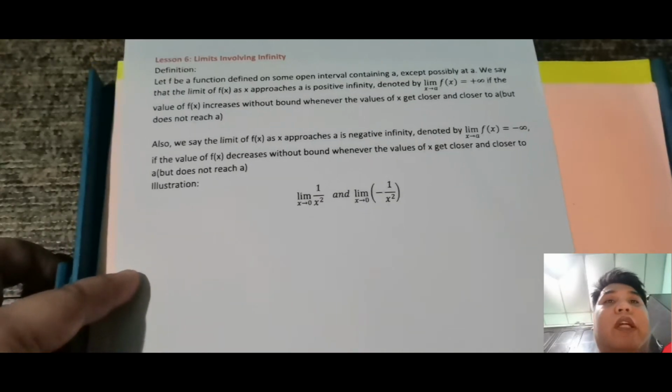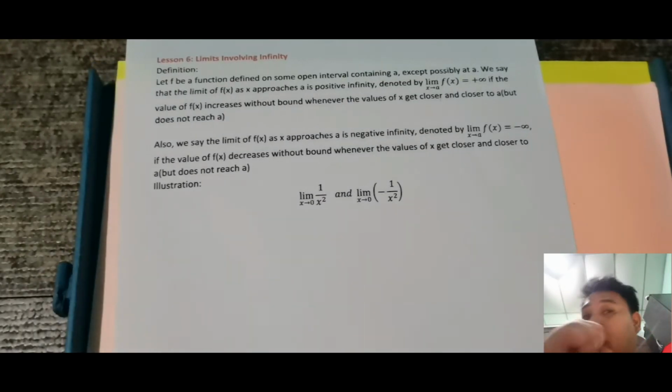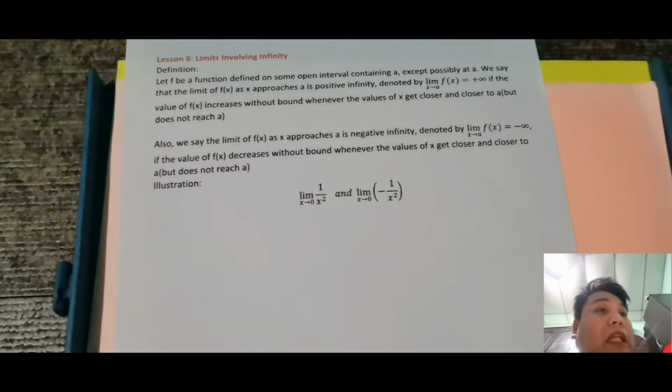Okay, so proceed tayo dito sa lesson 6. So, limits involving infinity. Meaning, ito yung mga limit na kung saan ang sagot is infinite. Ito yung mga limit na kung saan yung kanilang boundary o yung approaches, nag-a-approach sila sa mga infinity. So, sa ilalim, una, definition.